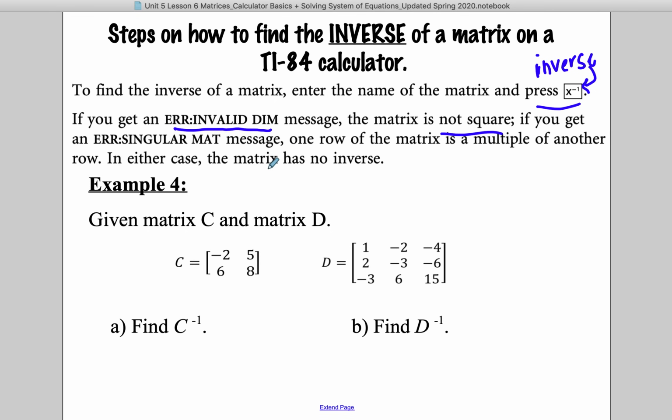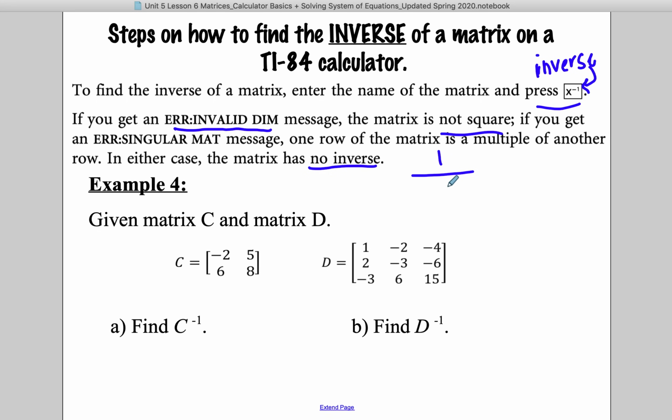The other thing is if you get error singular mat, it means singular matrix, there is no inverse. Okay, so if you get an invalid dimension, you can't do it because it wasn't a square matrix. If you get this singular mat, it means that the matrix has no inverse. Okay, so that means you had, what do you guys remember when we had no inverse?